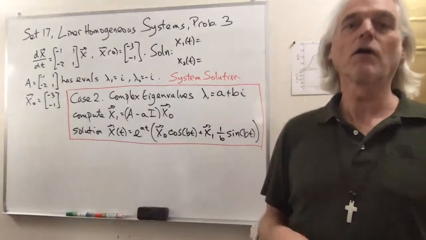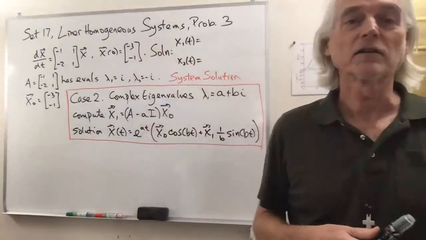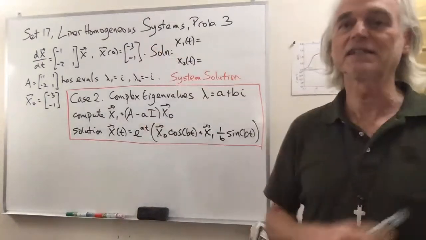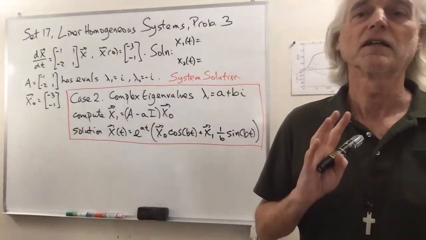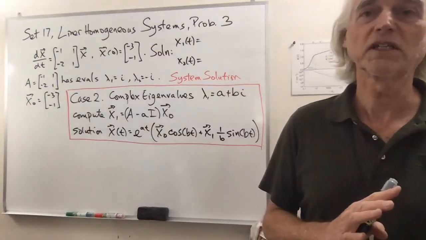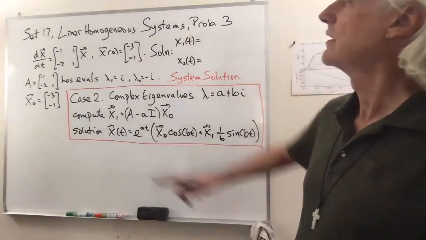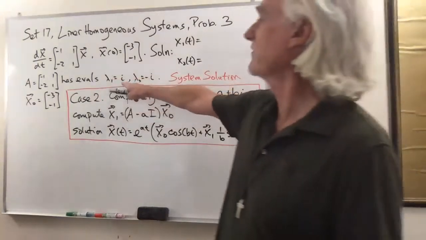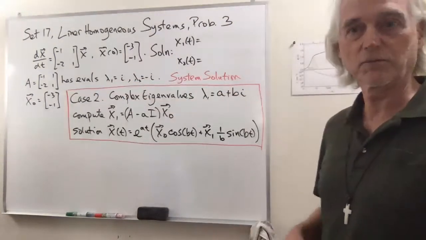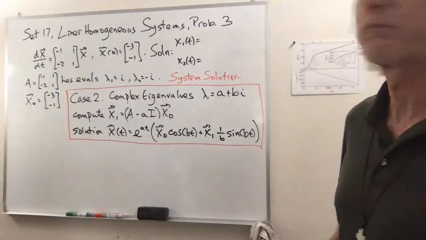add another video about set 17, problem 3. That's a 2x2 system of ODEs with complex eigenvalues. The matrix here, A, has eigenvalues plus or minus 1, which we computed in the previous video.